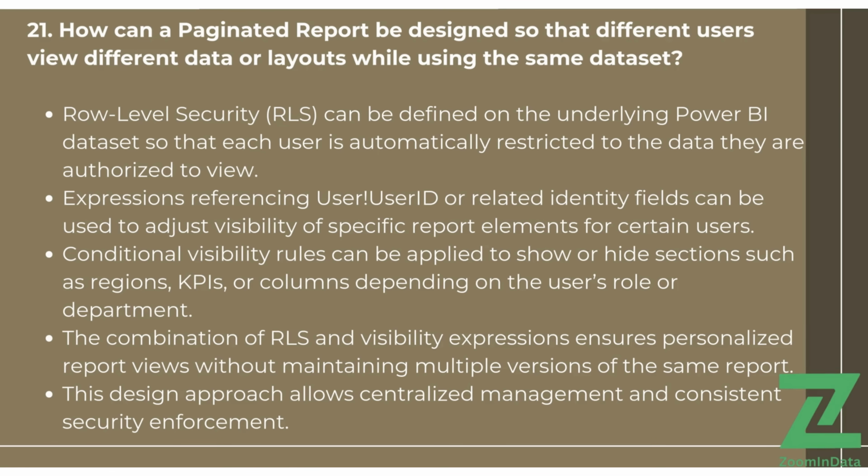Expressions referencing user ID or related identity fields can be used to adjust visibility of specific report elements for certain users. Conditional visibility rules can be applied to show or hide sections such as regions, KPIs, or columns depending on the user's role or department. The combination of RLS and visibility expressions ensures personalized report views without maintaining multiple versions of the same report. This design approach allows centralized management and consistent security enforcement.